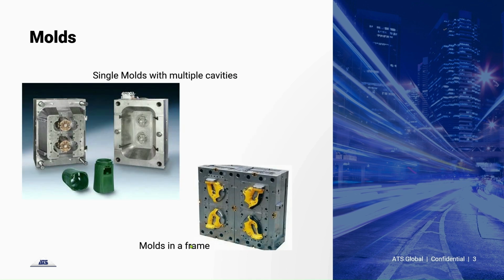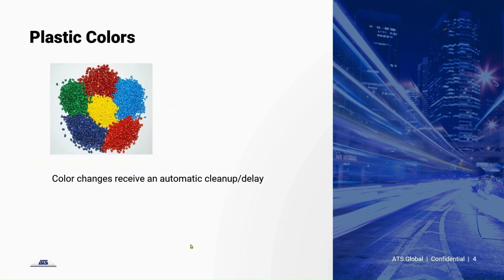We're talking about using single molds that may have a single cavity, or it may have multiple cavities, so you can do multiple things at a time, or we have the option of using molds that exist within a frame. We're using different plastic colors. The only thing we need to know about there is when you change a plastic color, you typically need some kind of automatic cleanup or delay so that the machines can be cleaned for the next color. Different colors may have a different setup time.